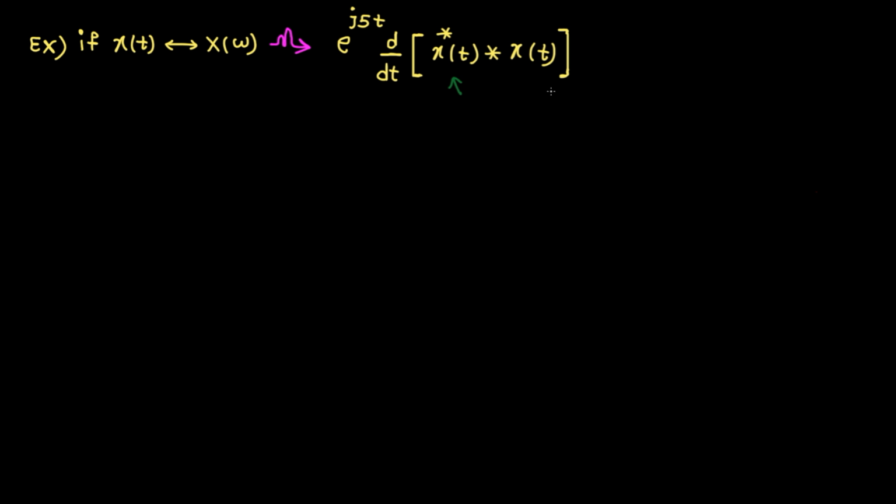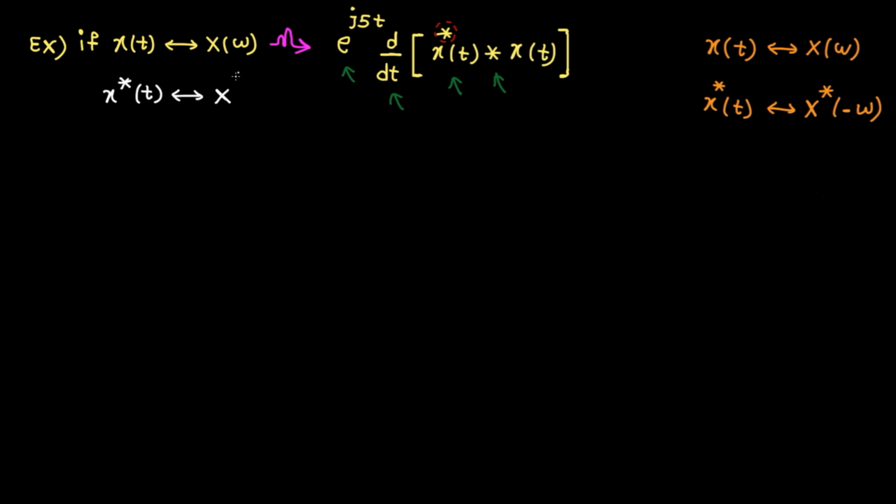Next example. If the Fourier transform of xt is x omega, what is the Fourier transform of this signal? To solve this example, first I use the conjugation property, then convolution in the time domain, next time domain differentiation, and finally multiplying by this complex signal and use the frequency shifting property. Let's start with the conjugation property. Then let's use convolution property.